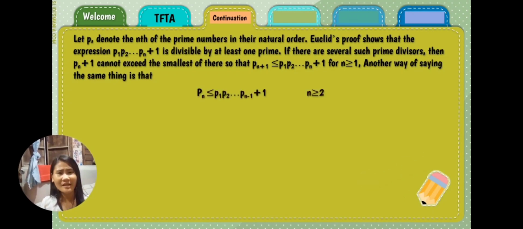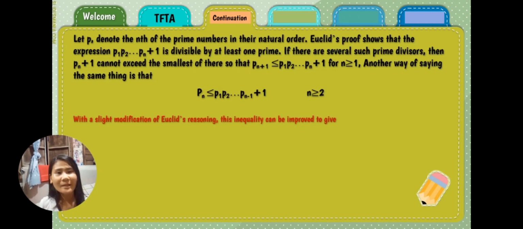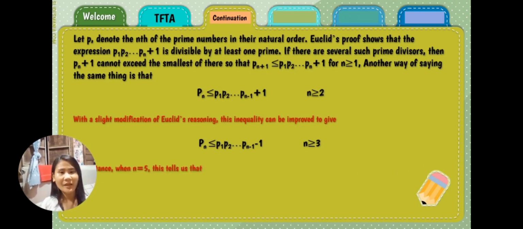Another way of saying the same thing is that P sub n is less than or equal to P sub 1, P sub 2 to P sub n minus 1 plus 1, where n is greater than or equal to 2. With a slight modification of Euclid's reasoning, this inequality can be improved to give P sub n is less than or equal to P sub 1, P sub 2 to P sub n minus 1, where n is greater than or equal to 3.